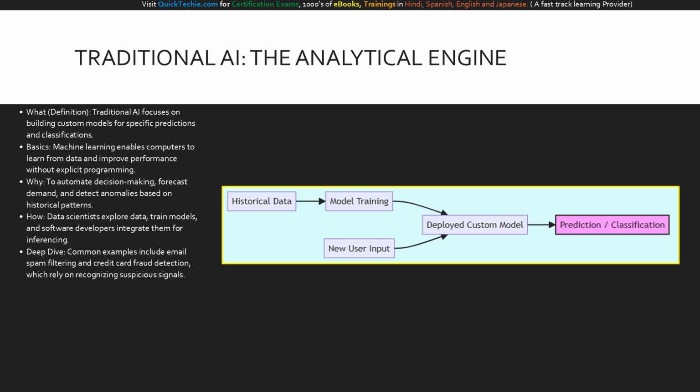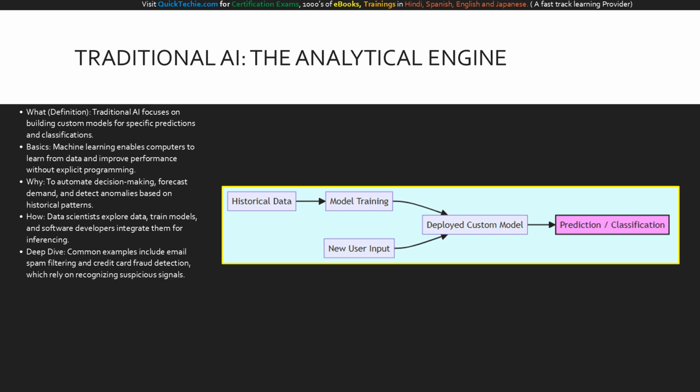For our deep dive, think about credit card fraud detection or email spam filters. These models are highly trained to recognize specific, historical patterns and apply a label of fraud or spam to new data. Take a look at this process flow for traditional AI.